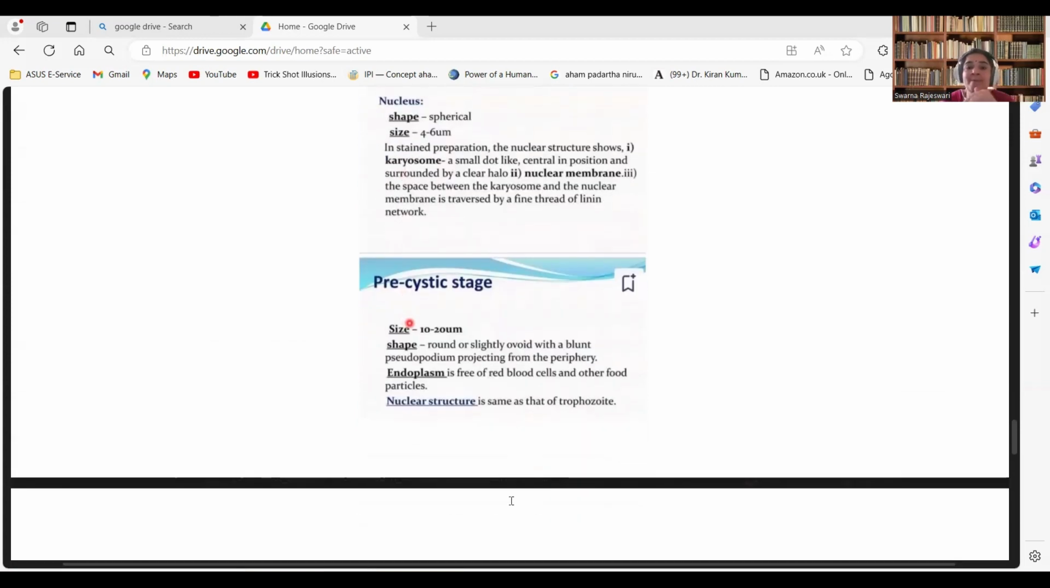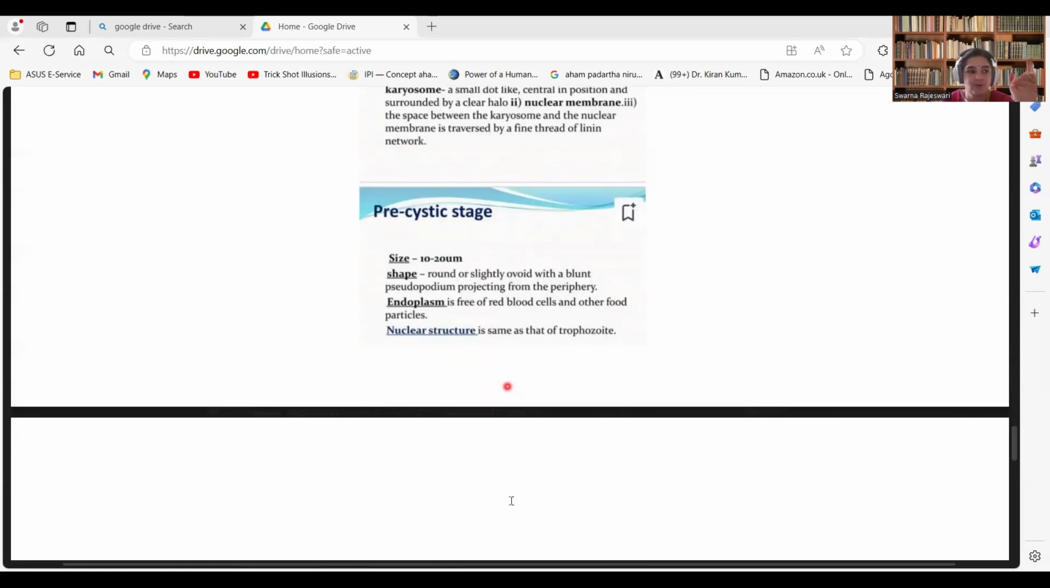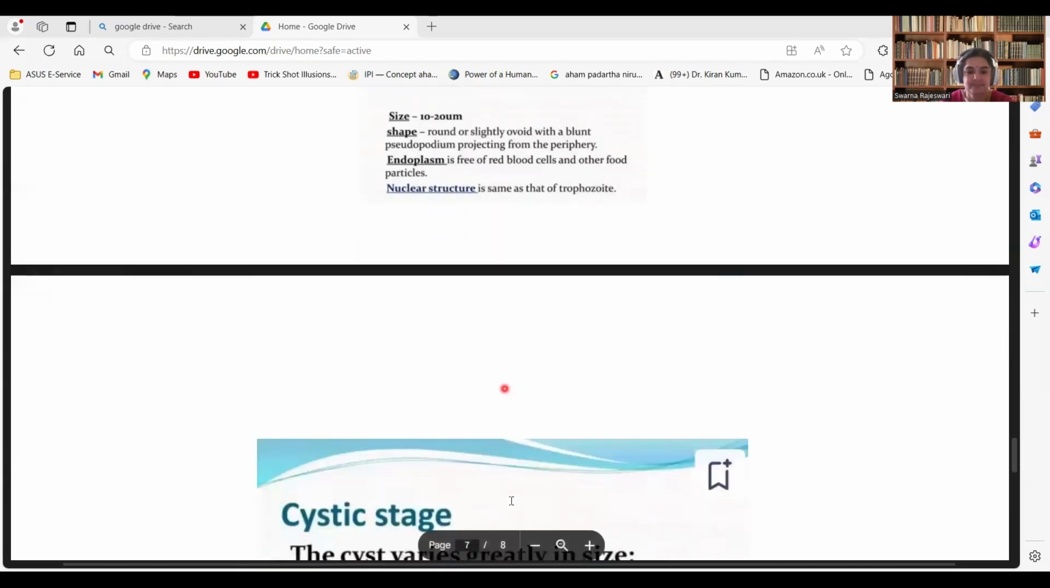After the trophozoite feeds and enlarges to the maximum size, it later changes into a form called the precystic stage. This precystic stage is round or ovoid or slightly blunt, and it contains a small pseudopodium projecting at the periphery, and the endoplasm is devoid of red blood cells as well as food particles. But the nuclear structure is the same as that of the trophozoite stage.